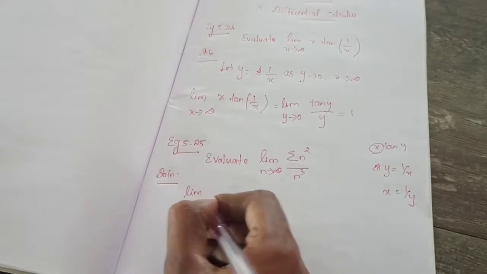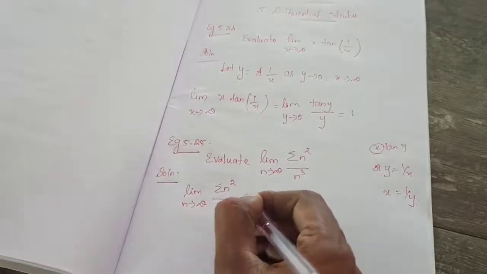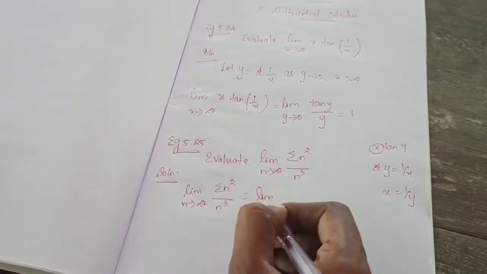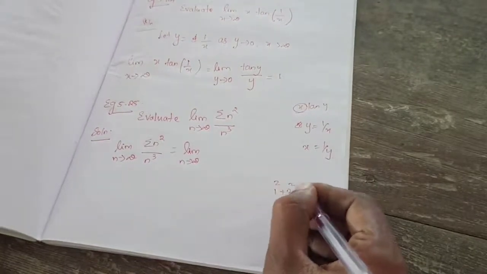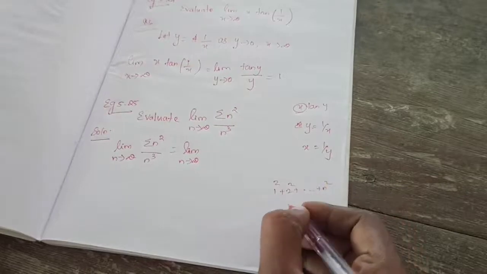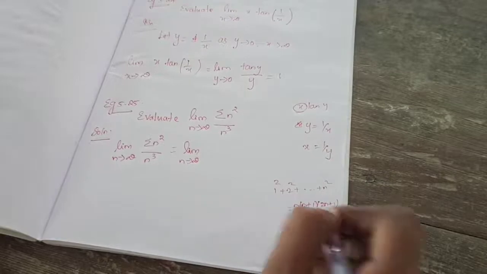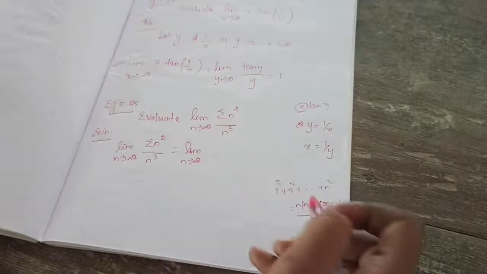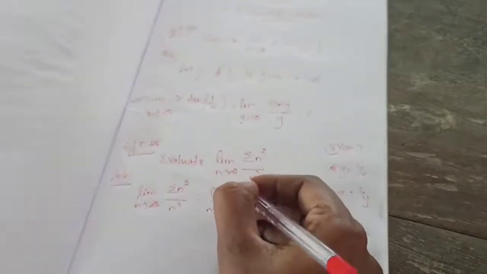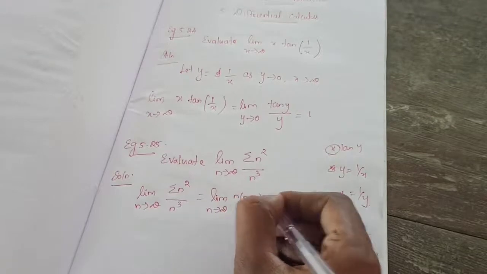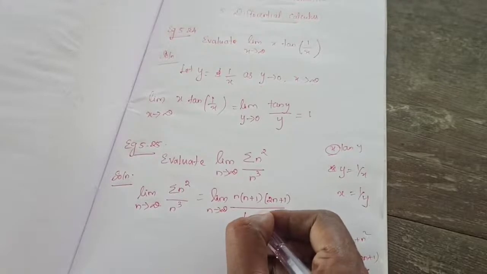limit n tends to infinity of summation n square divided by n cube equals limit n tends to infinity. In 10th grade you have learned the formula for the special series 1 square plus 2 square plus etc. up to n square. What's the value? n into n plus 1 into 2n plus 1 by 6. We are going to use this formula here. So in the place of summation n square, what will you substitute? n into n plus 1 into 2n plus 1 by 6. So substitute here n into n plus 1 into 2n plus 1 by 6 into 1 by n cube.